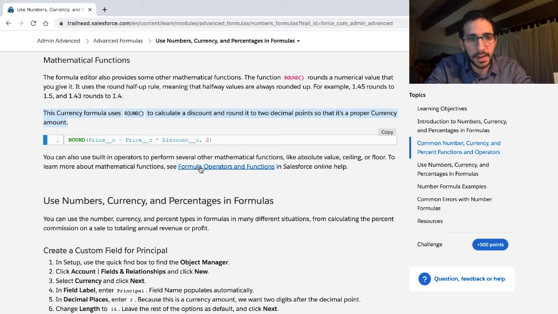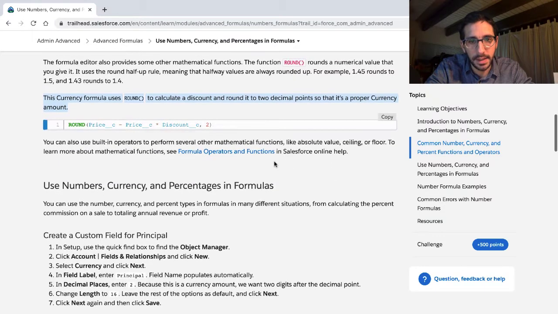You see formula, operators, operator, how may I help you? Yes, I'd like some formula, please. My baby's hungry. And functions in Salesforce Online Help.